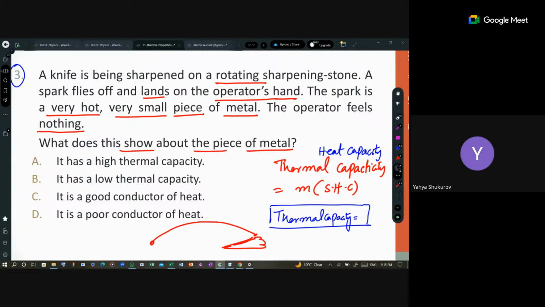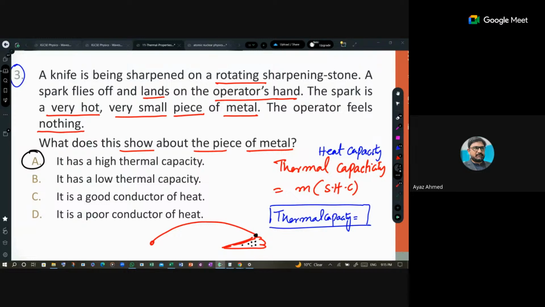Poor conductor of heat. It passes slowly. Yes, Meera, what's your idea? Sir, maybe it has low thermal capacity. Yes, it has low thermal capacity, right? The metals have very low thermal capacity. That's why their temperature is decreased rapidly. That's why that person is not feeling some heat at the hands.